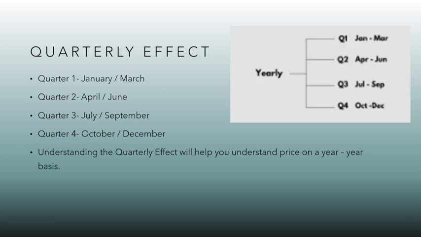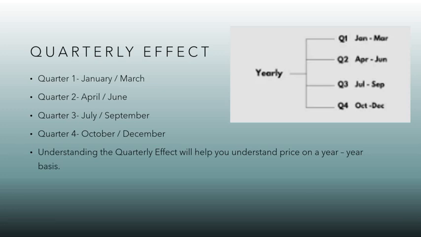So quarter 1 is January to March. Quarter 2 is April to June. Quarter 3 is July to September. Quarter 4 is October to December. And understanding the quarterly effect will help you understand price on a year-to-year basis, okay? Understanding these quarters will allow you to comprehend what the market could possibly do during them. Remember what I said, the kill zones are going to be quarter 2 to quarter 3. That is where a lot of volatility might be jumping in.